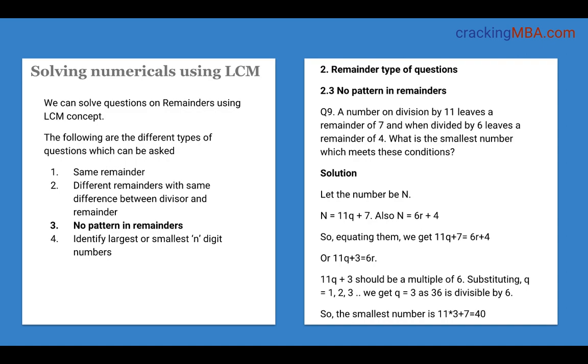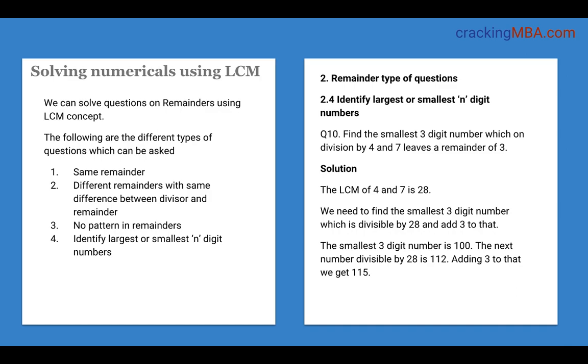So we get q is equal to 3, for which 36 is divisible by 6. Substituting the value of 3, we get 11 into 3 plus 7, which is nothing but 40. So 40 is the smallest such number which satisfies this particular condition. Note here that there is no pattern in the remainders or the difference between the divisor and the remainder.